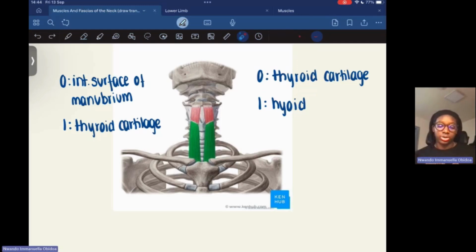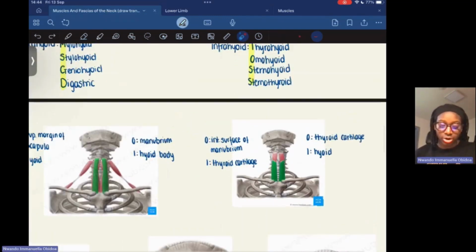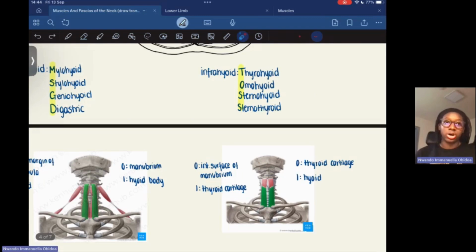So sternothyroid, manubrium of the sternum to the thyroid cartilage of your larynx, and then thyrohyoid, thyroid cartilage to your hyoid bone. All the infrahyoid muscles depress your hyoid, so move it down, and those which are attached to the thyroid cartilage will also depress your larynx.